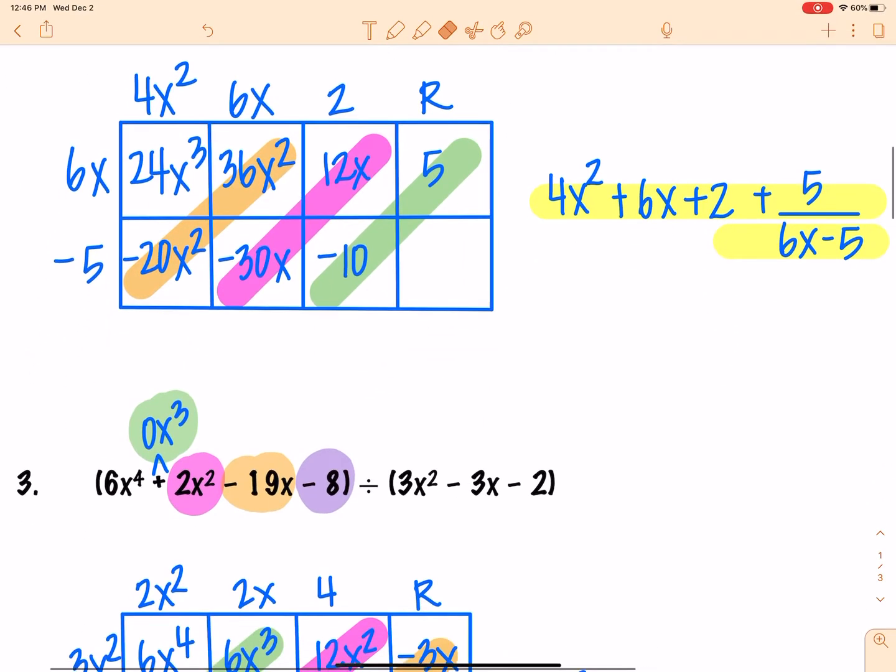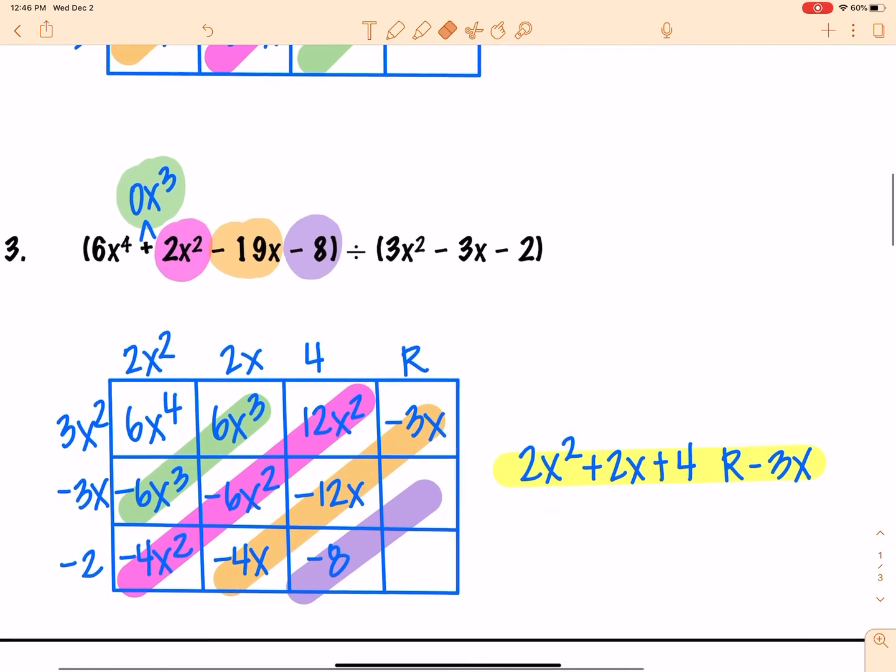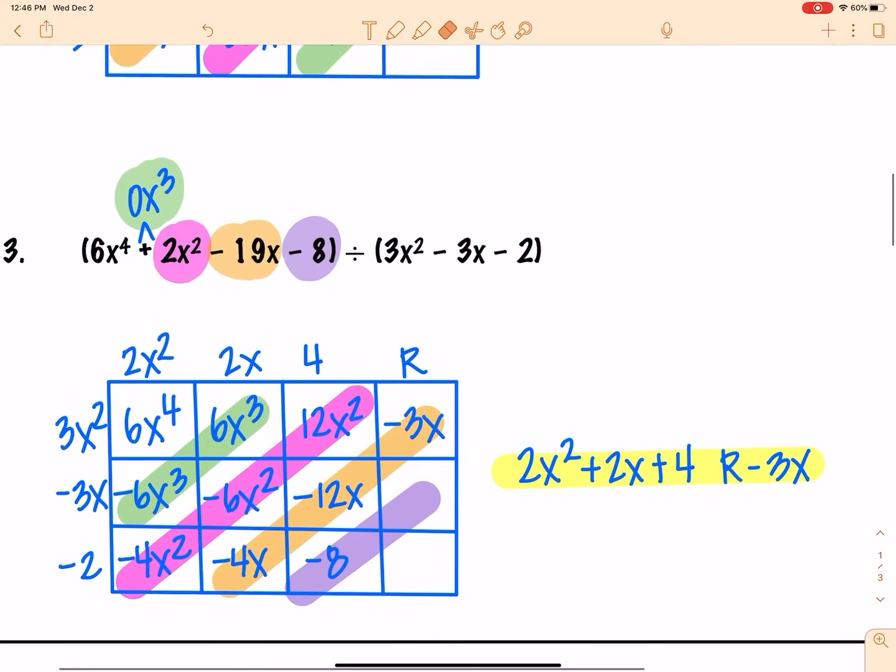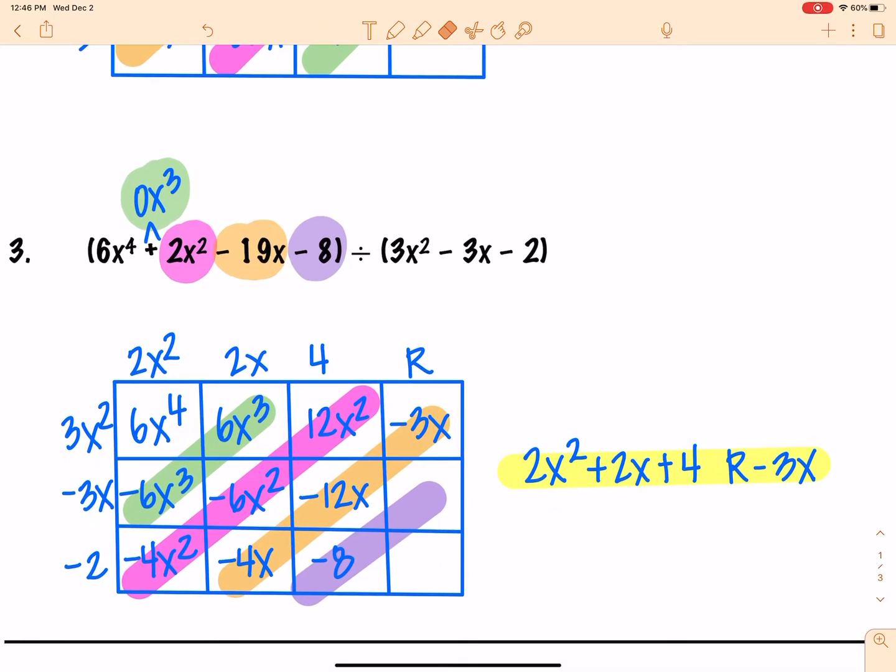And then lastly, number 3 is the hardest version where we're going to have a 0 as a placeholder. This time it was in our dividend, but remember it could be in our divisor. It could be really anywhere in the problem, but in this case, I had a 0x cubed I needed to put as a placeholder, which meant my diagonals on the -6 had to add up to 0. And then we just had a remainder of -3x at the end.